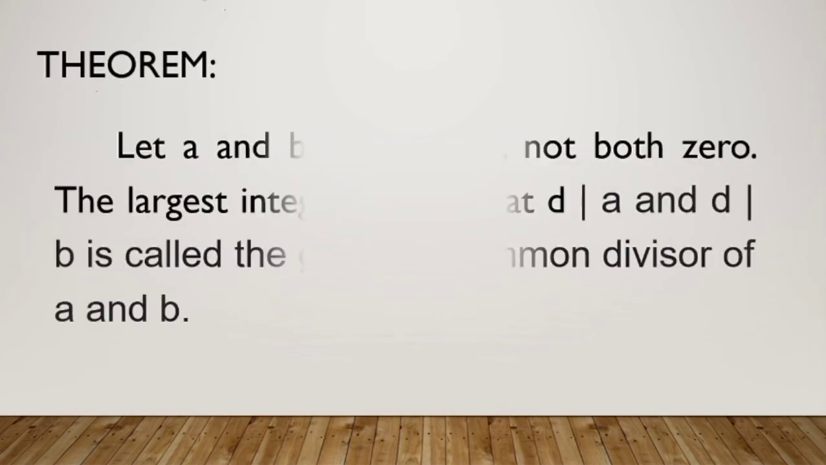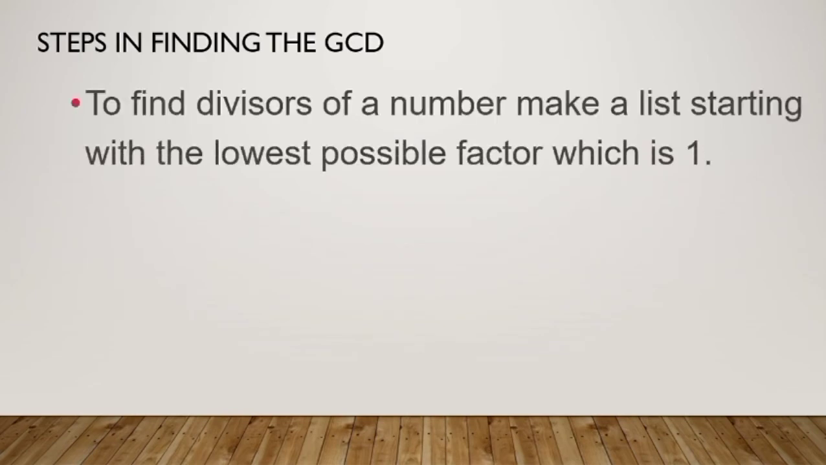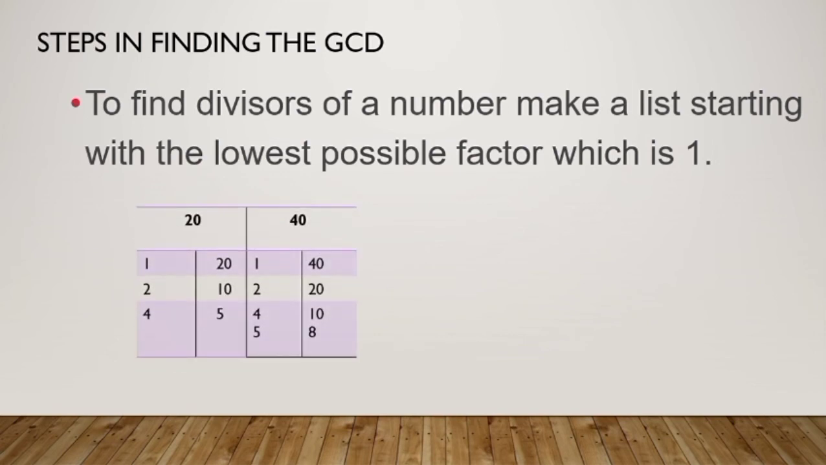Greatest common divisor or GCD. So we've here the theorem says that let a and b be integers not both 0. The largest integer d such that d divides a and b is called the greatest common divisor of a and b. We have here the steps in finding the GCD. To find divisors of a number, make a list starting with the lowest possible factor, which is 1. We have here the example 20 and 40. The factors of 20 are 1 times 20, 2 times 10, 4 times 5. The factors of 40 are 1 times 40, 2 times 20, 4 times 10, and 5 times 8.